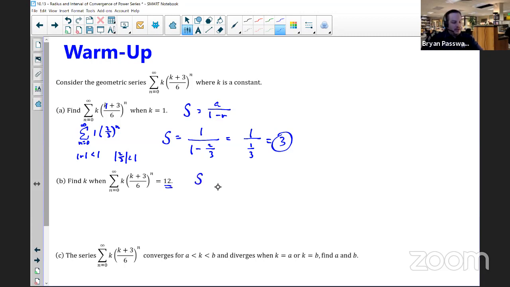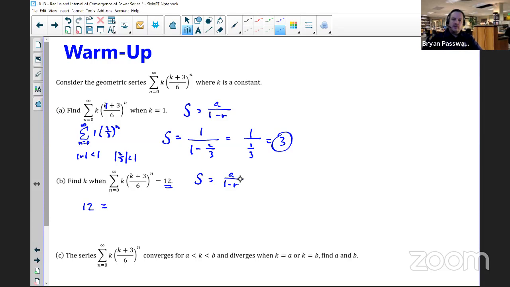Well, we know again, a geometric series converges to a over 1 minus r. If this sum equals 12, then it has to converge, otherwise you wouldn't have a sum. And they're telling us the sum is 12. So in this case, instead of telling us what k is, they're telling us what S is, and we're going to work backwards. So we know that the sum is 12.